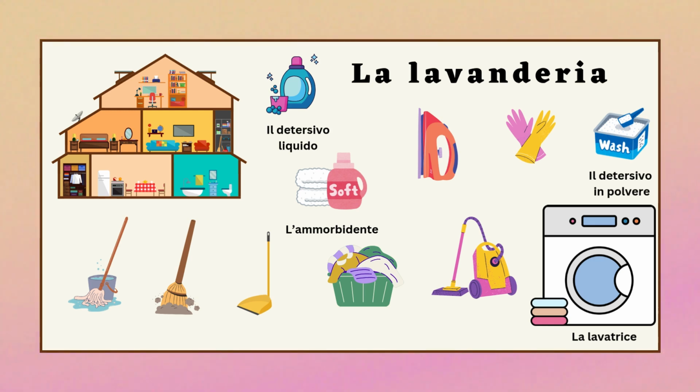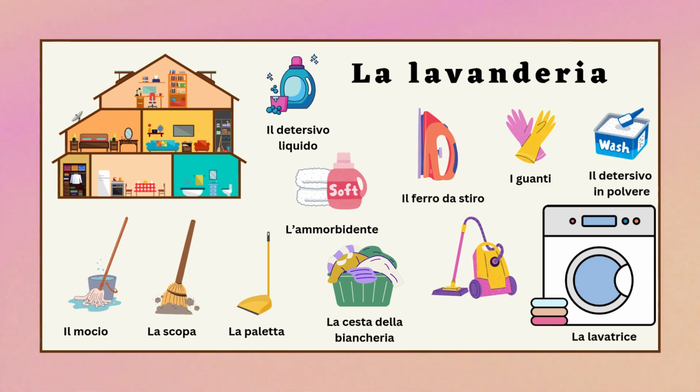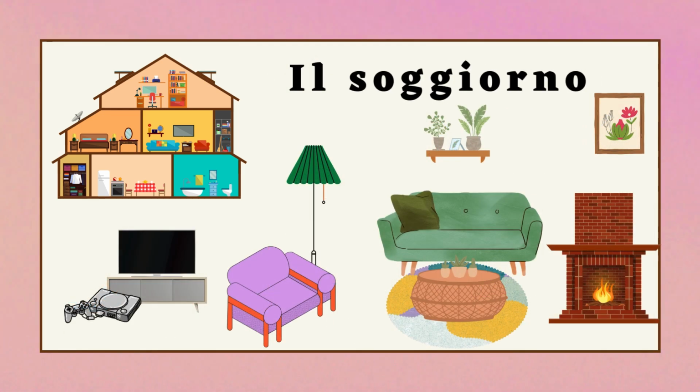Now, let's look at tools for ironing and cleaning. We have il ferro da stiro, the iron, and i guanti, the gloves. For tidying up and cleaning the house, we have il mocio, la scopa, and of course la paletta. Finally, let's talk about some organizing items, as for example, la cesta della biancheria and l'aspirapolvere.